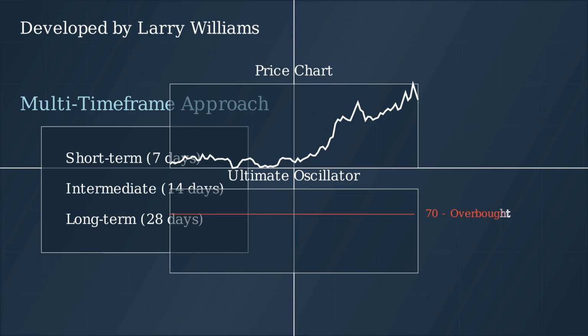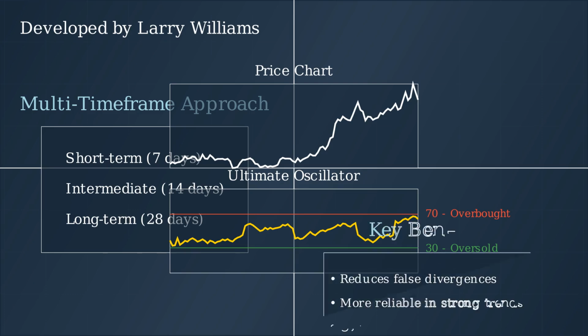Readings above 70 indicate overbought conditions, suggesting a potential reversal to the downside, while readings below 30 suggest oversold conditions, indicating a possible upward reversal. By observing how the ultimate oscillator behaves in relation to these levels, traders can identify potential buy and sell signals.